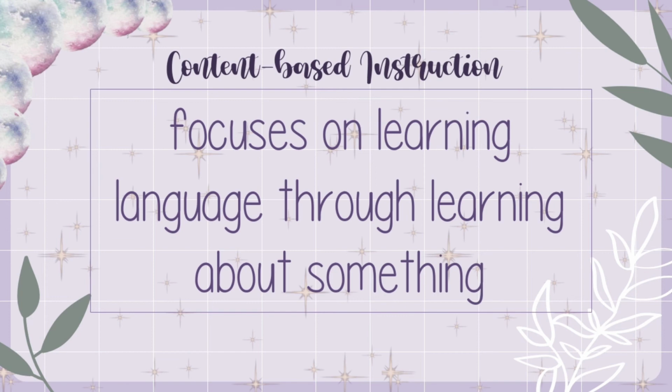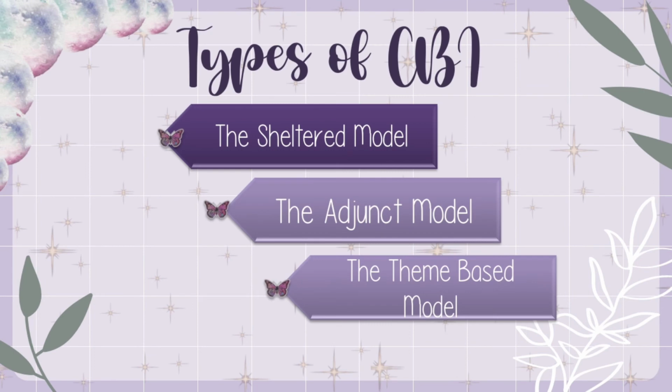In other words, the teacher runs a course on current affairs or American history or fiction writing, through which students also learn English. It's important to note that English ends up as subordinate to the material, although the teacher must recognize and be prepared to help students with language skills. There are three types of content-based instruction: the sheltered model, the adjunct model, and the theme-based model.